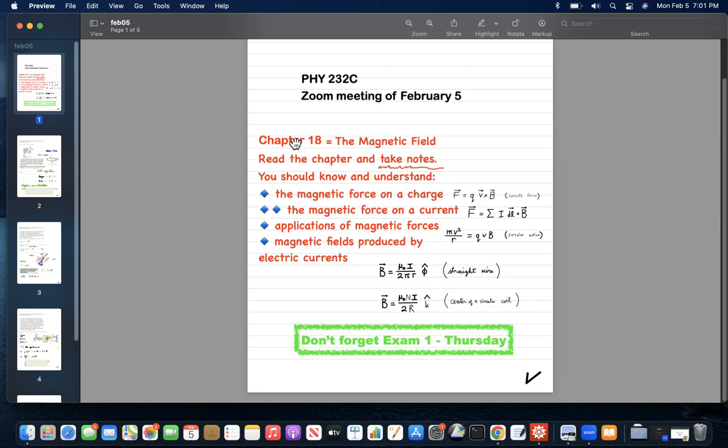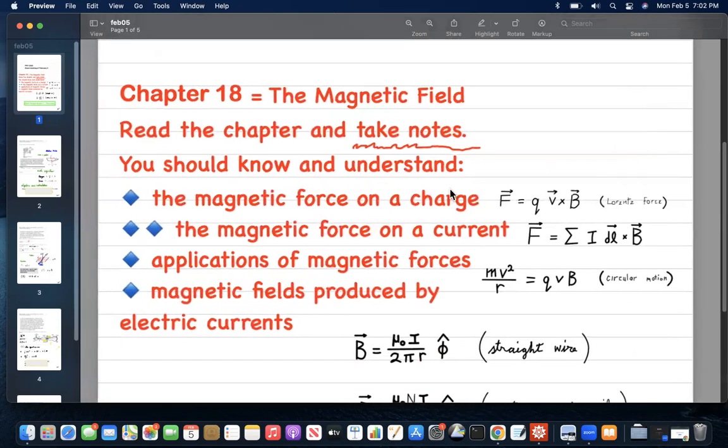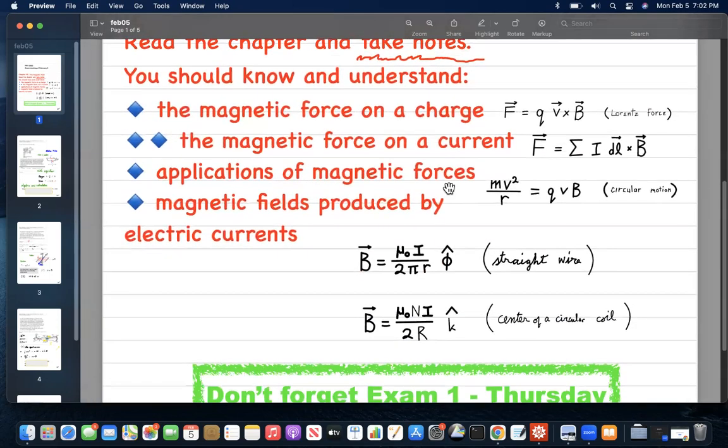Now, you probably already read chapter 18. A lot of people have already done the reading quiz. Anyway, you should read chapter 18 and take notes. So, for example, these are some of the equations that you should have in your notebook.